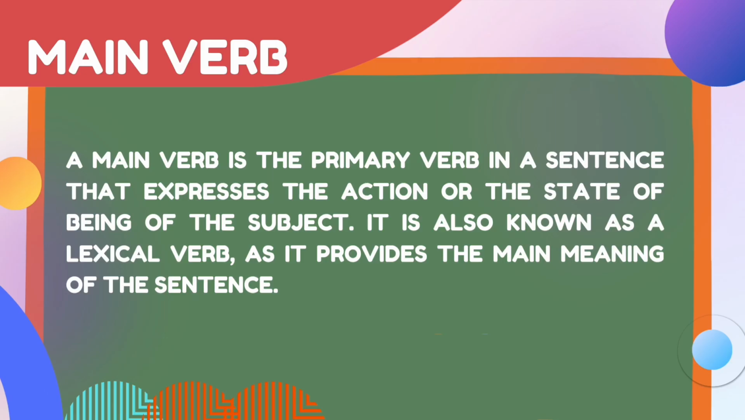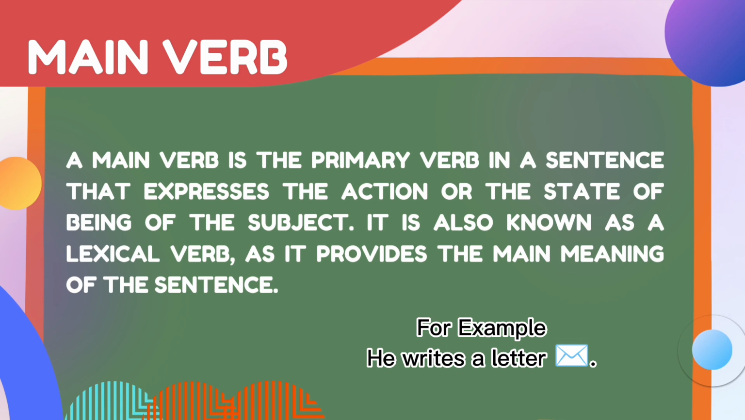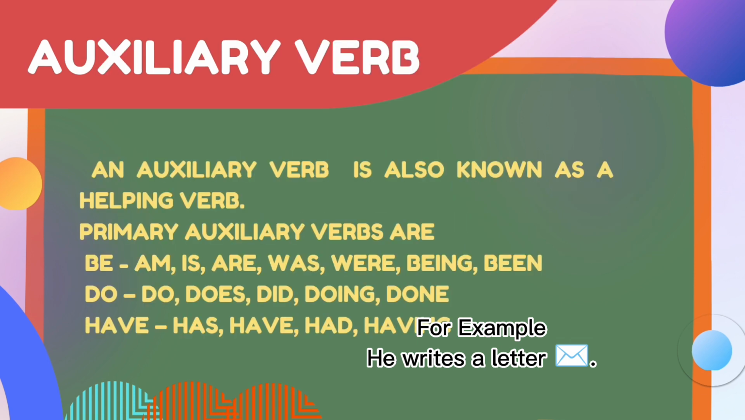Main verb. A main verb is the primary verb in a sentence that expresses the action or the state of being of the subject. It is also known as a lexical verb as it provides the main meaning of the sentence. For example, he writes a letter. In this sentence, write is the main verb because it conveys the main meaning of the sentence.